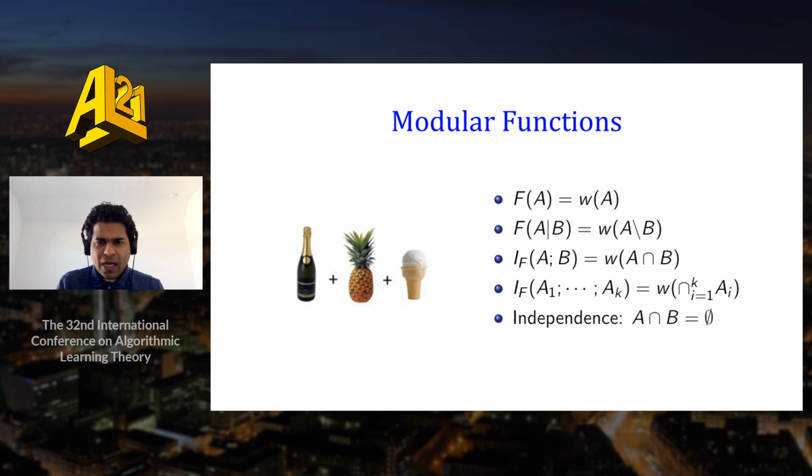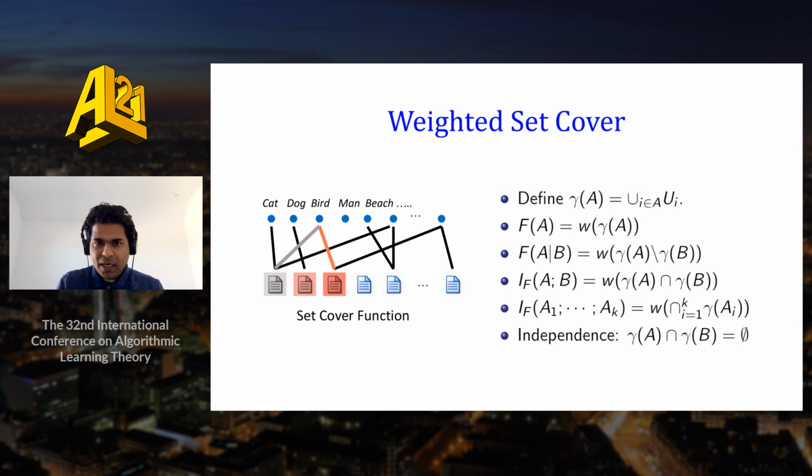Okay, so I'll quickly look at a few examples now. It turns out that you can define this with modular functions. With modular functions, these have expected quantities. So f of a is equal to w of a. The conditional gain is nothing but the set difference. The mutual information is the intersection, and so on and so forth.